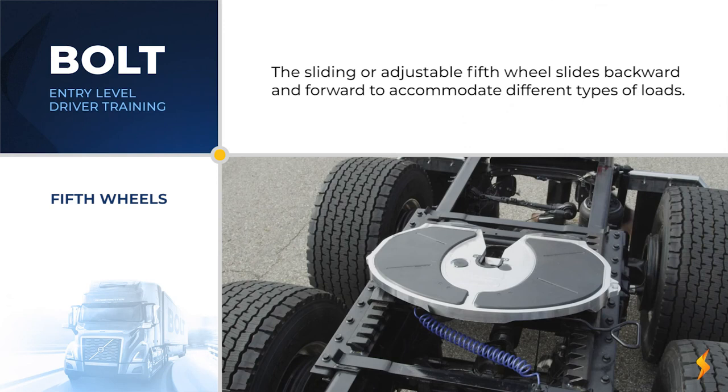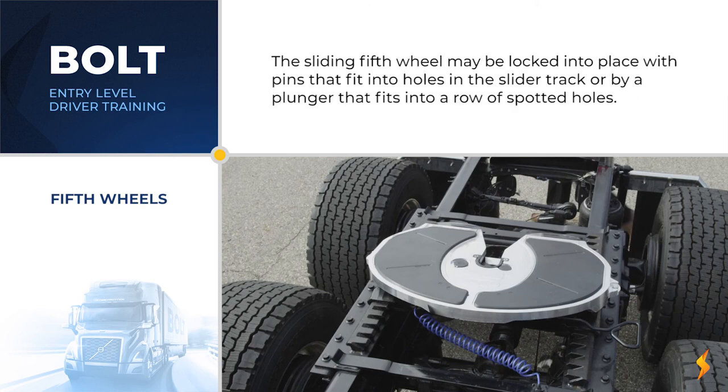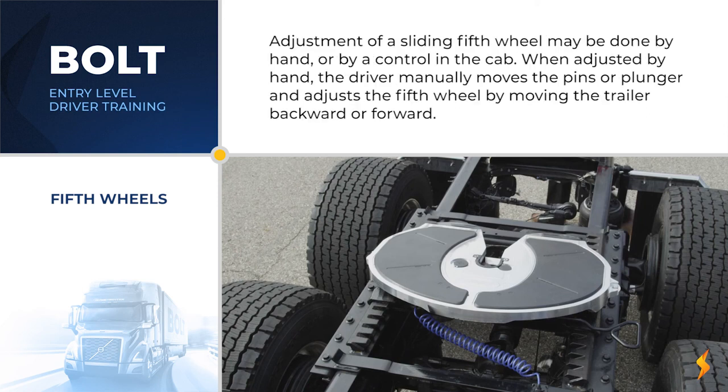The sliding or adjustable fifth wheel slides backward and forward to accommodate different types of loads. The sliding fifth wheel may be locked into place with pins that fit into holes in the slider track, or by a plunger that fits into a row of slotted holes. Adjustment of a sliding fifth wheel may be done by hand or by a control in the cab.